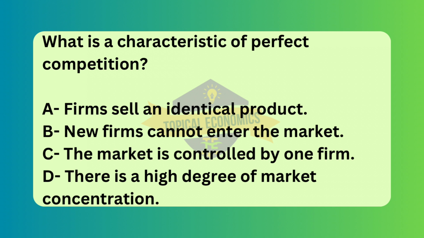Analyzing the other options. Option B. In perfect competition, new firms can freely enter the market. Next, C. A market controlled by one firm describes a monopoly, not perfect competition. Lastly, option D. A high degree of market concentration refers to oligopolies or monopolistic markets, not perfect competition.